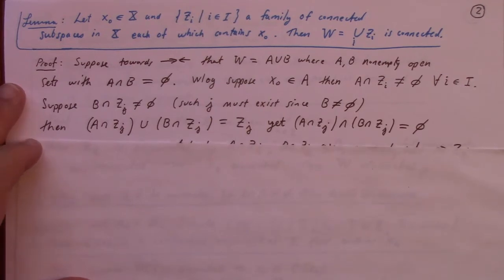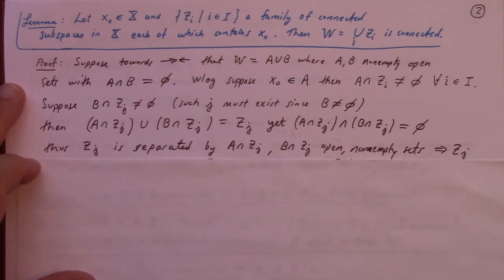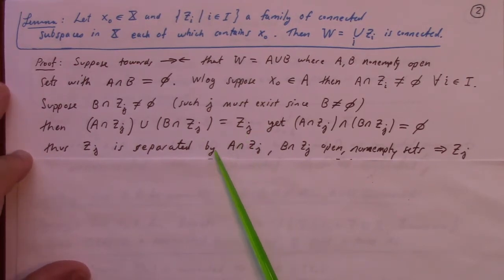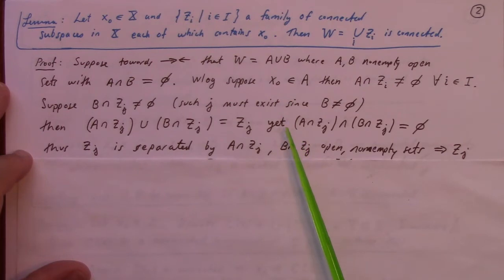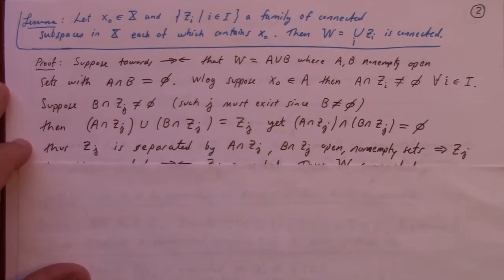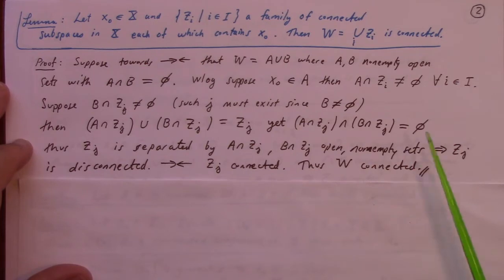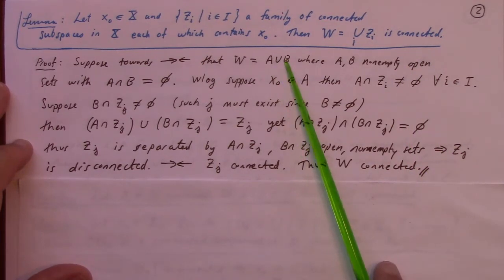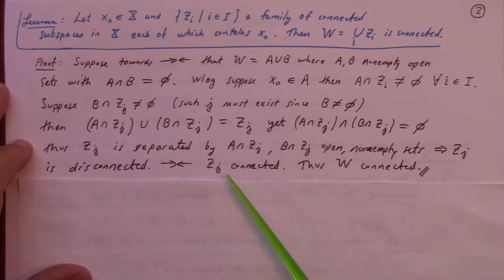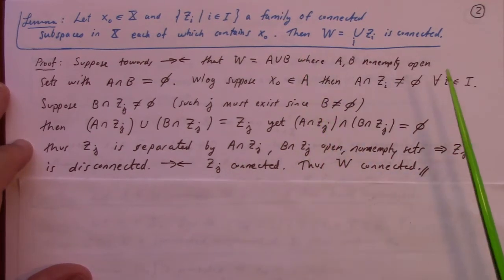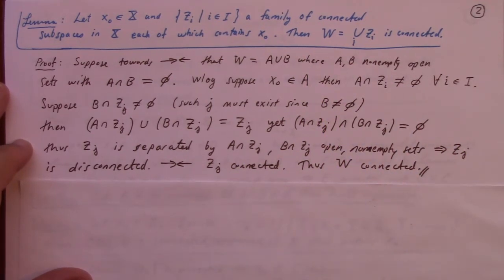Let me see. That's a union, and that's an intersection. But what does this mean? We've taken the space Zj and written it as the union of these two disjoint sets, which means we've separated Zj. But Zj was connected by assumption, and consequently that's a contradiction. Therefore, as we assumed that W was not connected and found a contradiction, it follows that W is in fact connected.